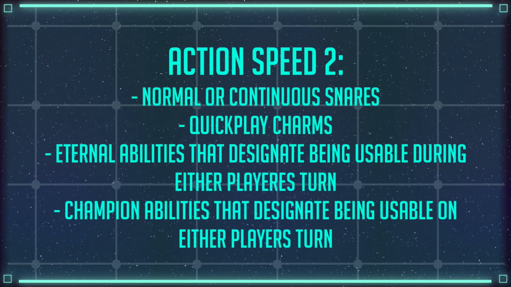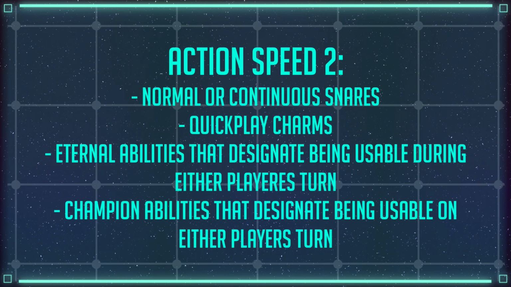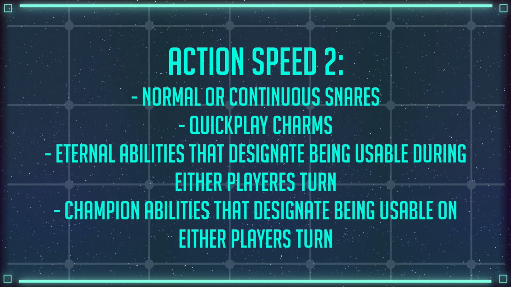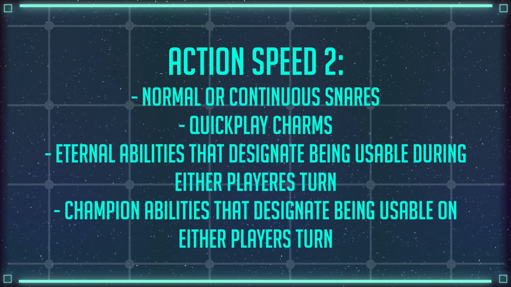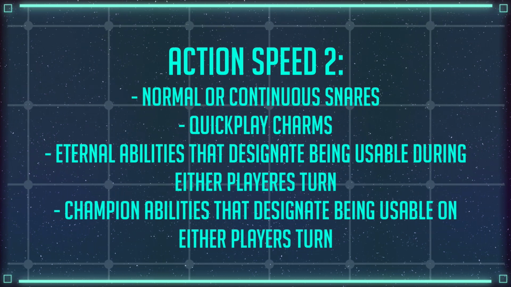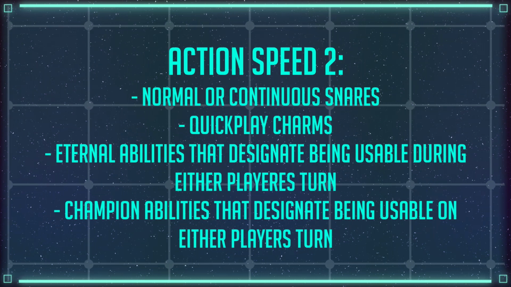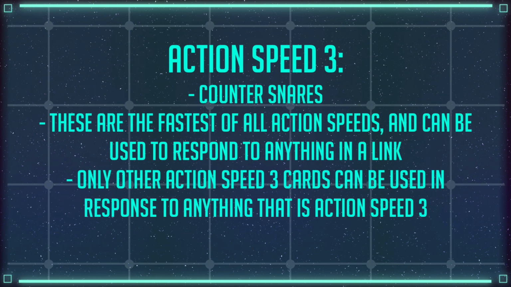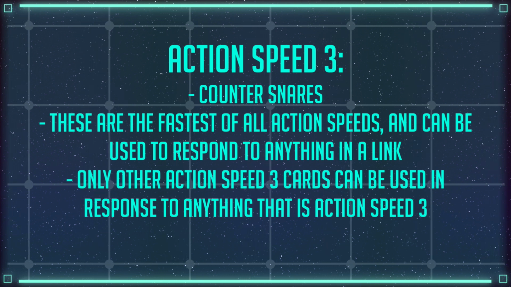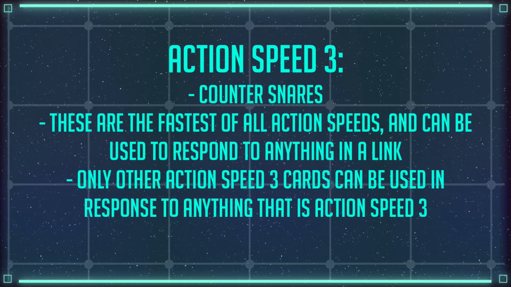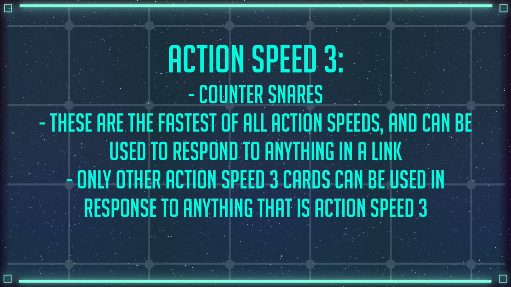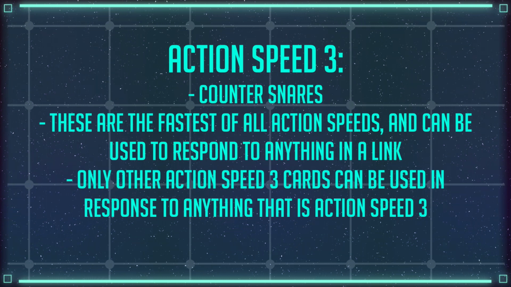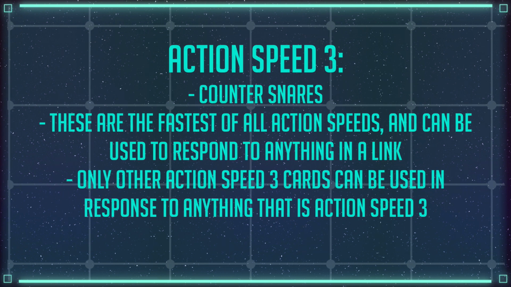Action speed 2: snares, either normal or continuous; quick play charms; eternal effects that are listed as during either player's turn, or champion effects that are listed as during either player's turn. Action speed 3: counter snares. These cards are the fastest of all action speeds and can be used to respond to any card in the link. Only another action speed 3 can be activated to respond to these cards.